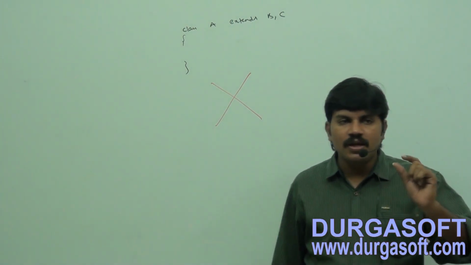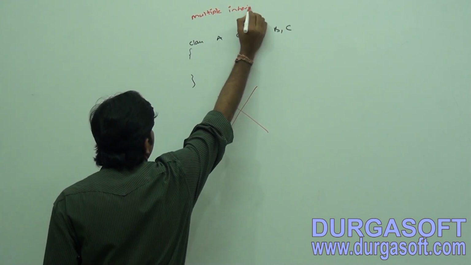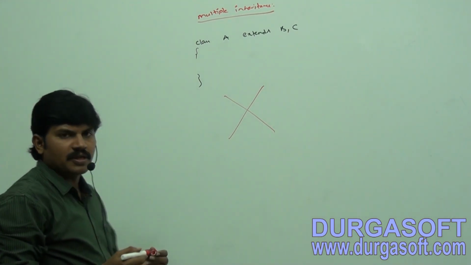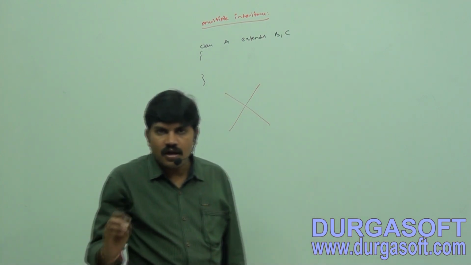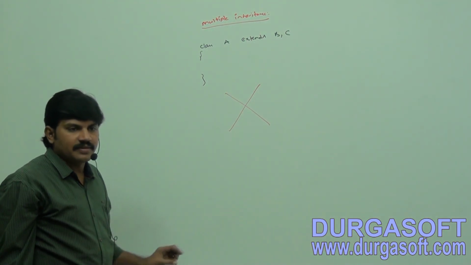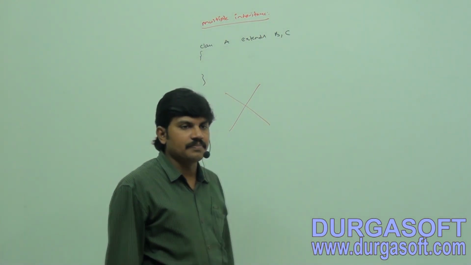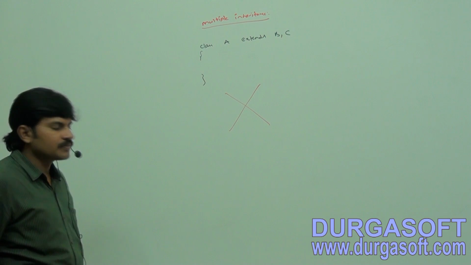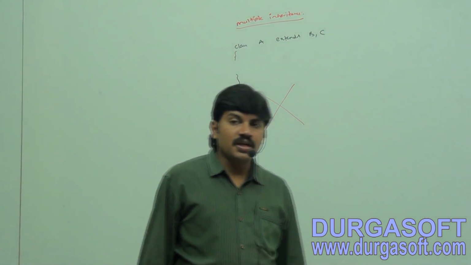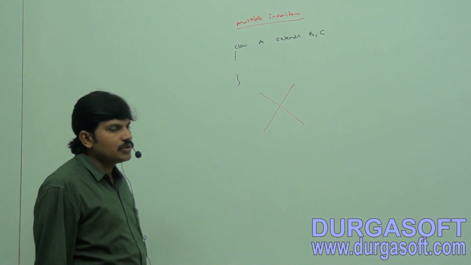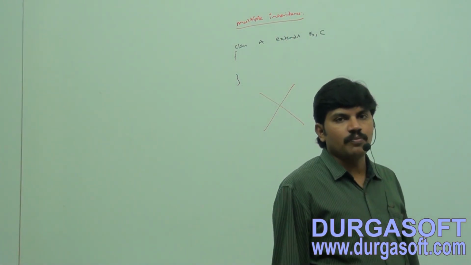So Java doesn't support multiple inheritance. Under that, the point: a Java class can't extend more than one class at a time. Hence, Java won't provide support for multiple inheritance.